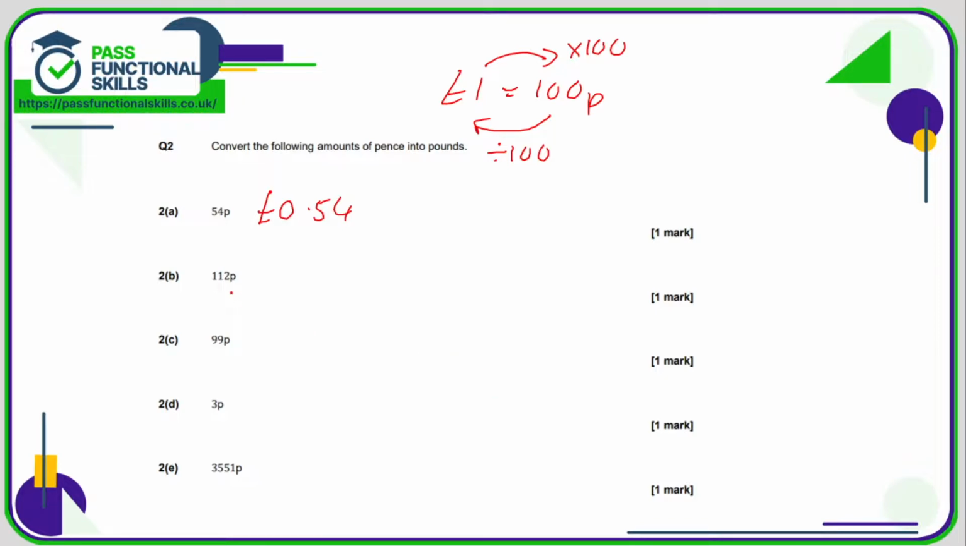112, again, all we need to do here is just create 2 decimal places. So 1.12, so £1.12. 99p is 0.99. 3p, we need to be a bit careful here, that is not 0.3, it's 0.03. For e, we're just going to create 2 decimal places, so 35.51.